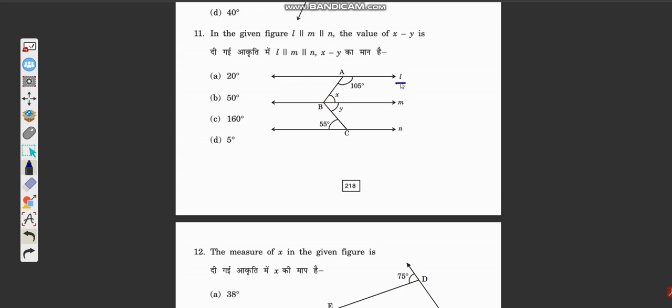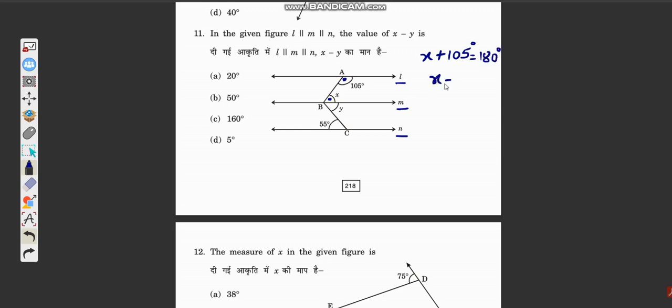Next, L parallel to M parallel to N. This is the L line. This is the M line. This is the N line. The value of x minus y we need to find. Here first look at these two lines only, L and M. For this, AB is the transversal. So for this angle and this angle, these two are on the same side of the transversal and interior. So these two angles are co-interior angles. The sum of co-interior angles is 180.